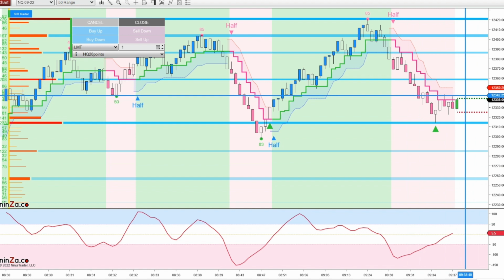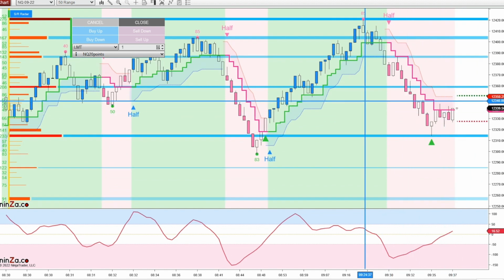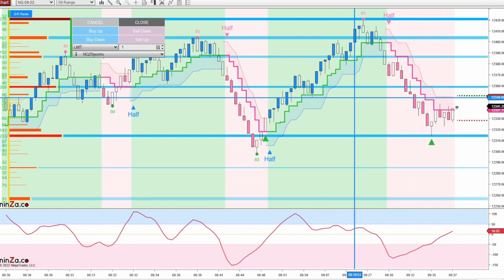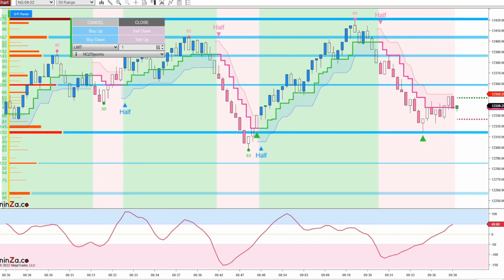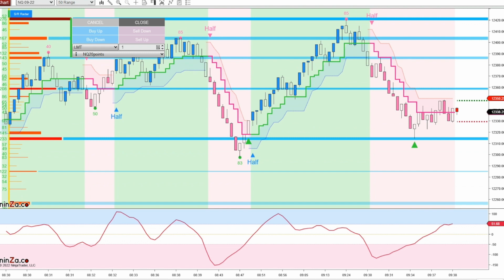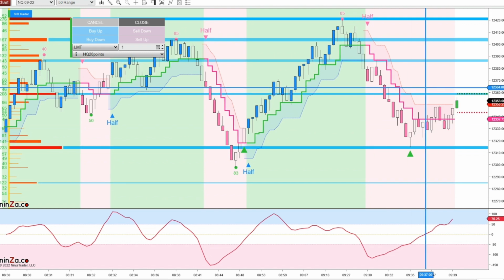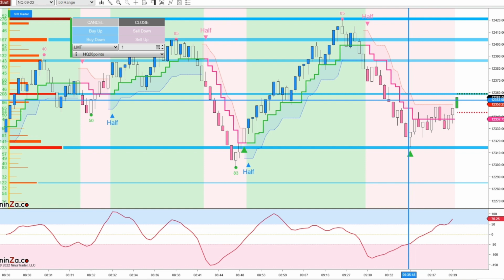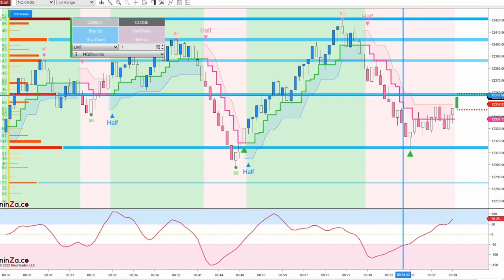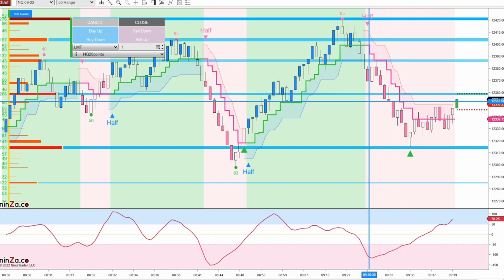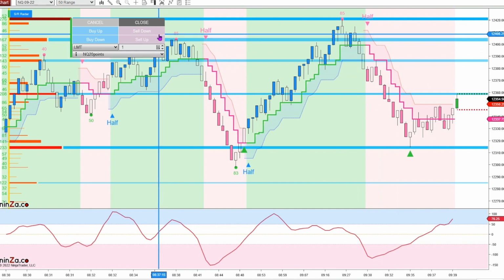When we're right in the middle, I'm just going to wait and see what the market wants to do. So we're coming up to this line. If I didn't want to be trading aggressively, I could wait. Okay, it just touched that line. I could enter into a short trade.